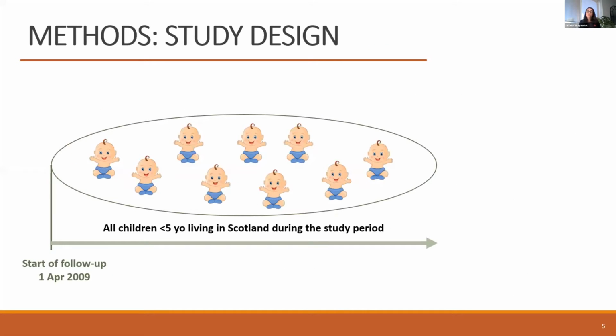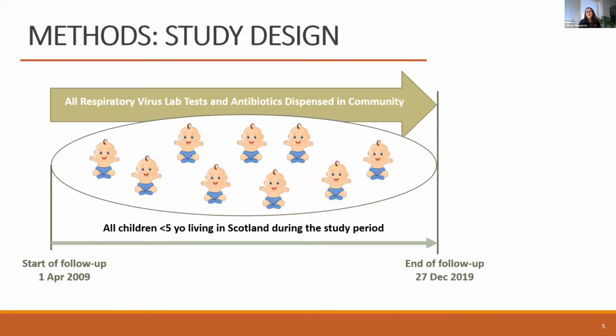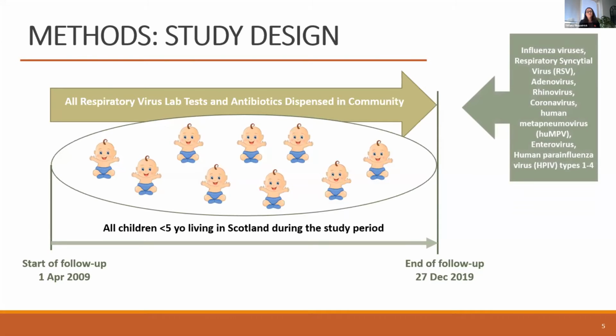So just in brief, to take you through the methods used in the study. So we were interested in identifying all children under 5 years of age that lived in Scotland during our study period, which was April 1st, 2009 through December 27th, 2019. So we were interested in identifying all laboratory respiratory tests and antibiotics that were dispensed in community among this group of children. Now, as I previously mentioned, we had data on a whole host of different viral isolates through our data. And you can see all of the different viruses we had information on here. So there was a whole range of viruses.